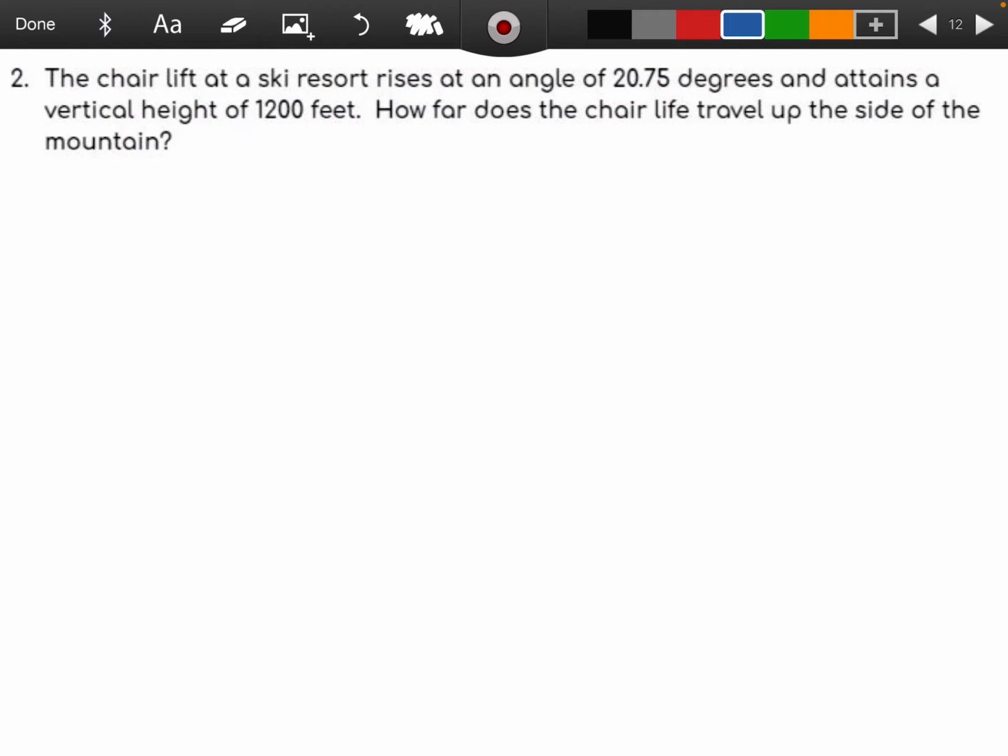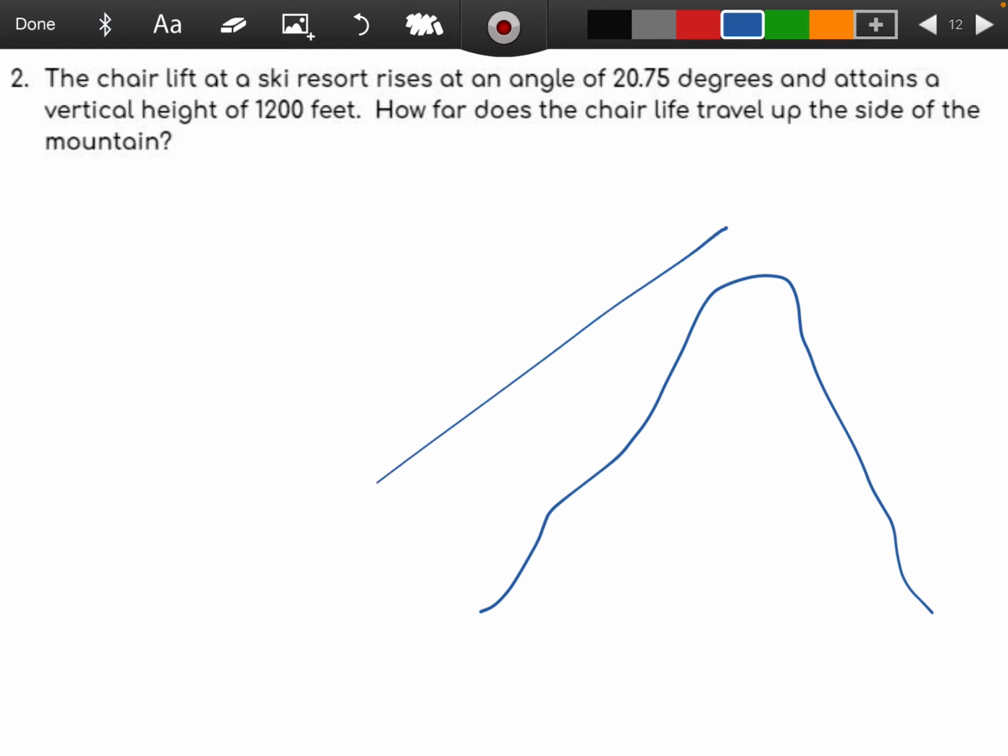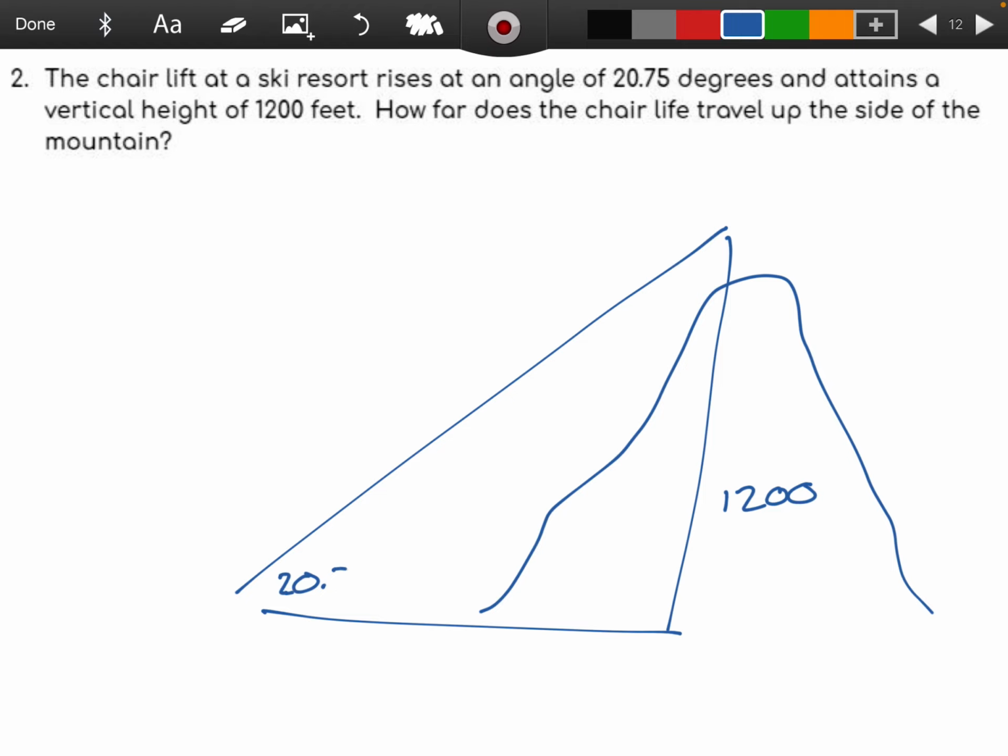Next one we're dealing with is the ski resort. So here's our mountain. Here's our ski lift. We're saying a couple things. We know that the height on this one is 1,200 feet. We know that it's rising at an angle of 20.75 degrees. And we want to know how far the chairlift traveled up the side of the mountain. That one, I'm going to say that was what we were looking for.